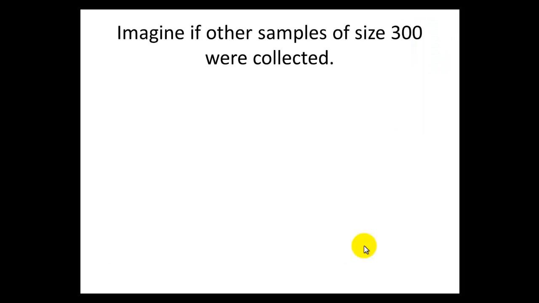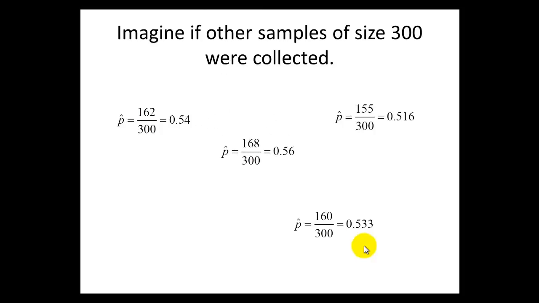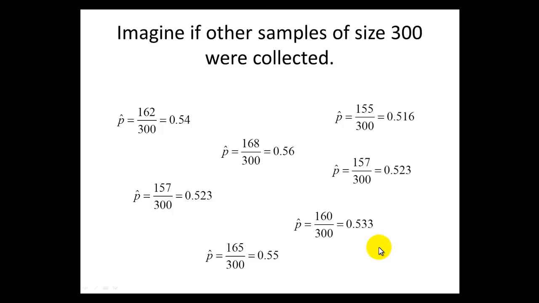What we have to consider, again, is if they interviewed a different 300 voters, still randomly selected, but different individuals, they might not always get the same result. We would imagine that each sample of size 300 would give us slightly different or slightly varying results.